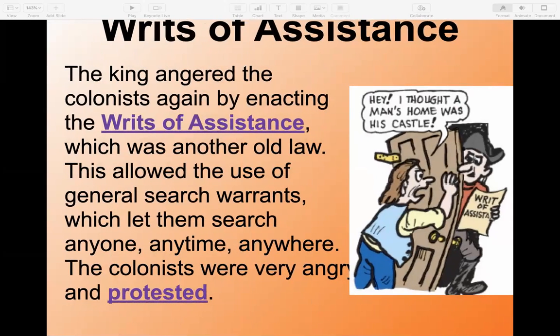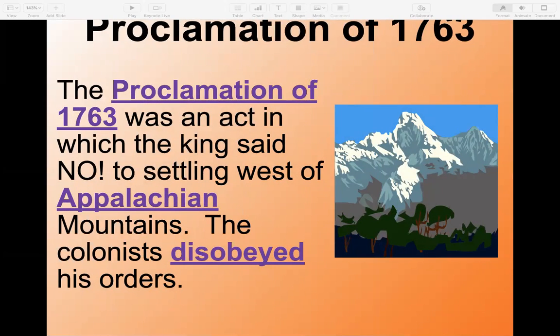Writs of assistance. The king angered the colonists again by enacting the writs of assistance, which is another old law. This allowed the use of general search warrants, which let them search anyone, anytime, anywhere. The colonists were very angry and protested.